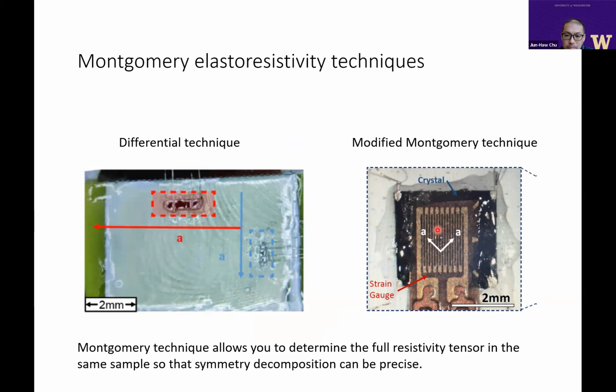And you also get the same kind of strain relaxation or strain transmission condition for both X and Y directions. And then you can even put a strain gauge on top of the sample to measure the strain transmission. This is called the Montgomery technique.